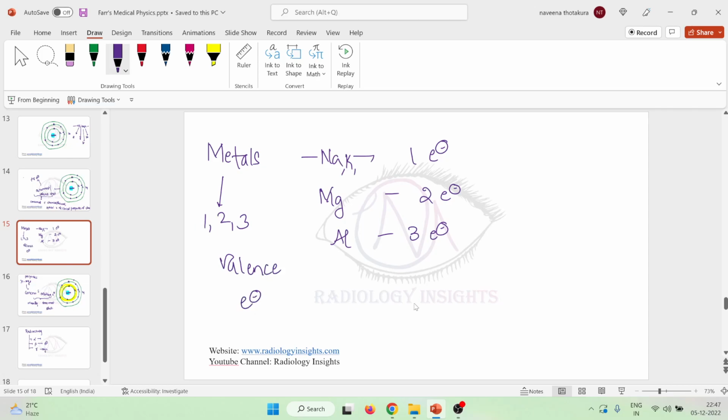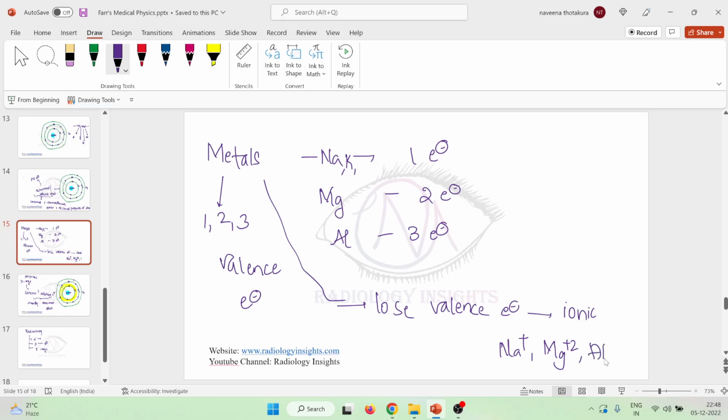When metals lose their valence electrons, they become ionic. For example, sodium loses its one electron and forms Na+. Magnesium loses two electrons and forms Mg2+. Similarly, aluminium loses three electrons and forms Al3+. As a result, these are good conductors of heat and electricity, which is very important to know.